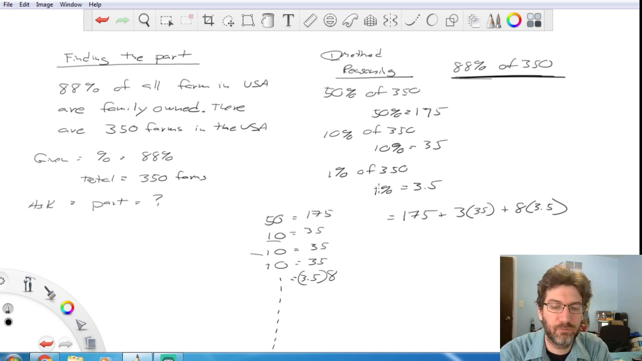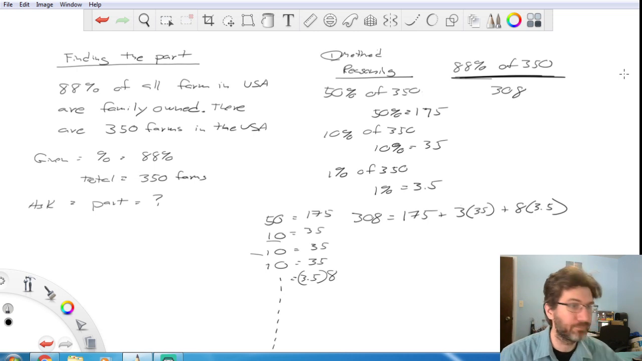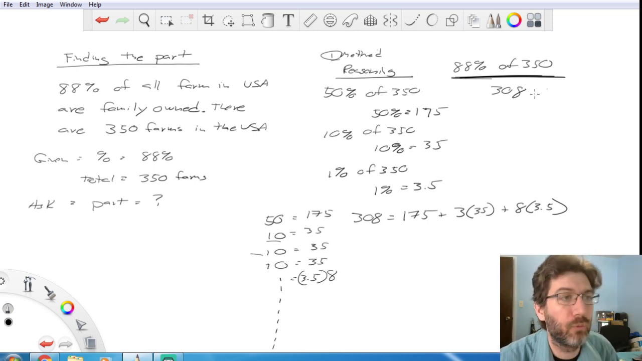However, that's not the best way to do it. For some problems, this is the best way, which I'll give you an example in a second. And that's going to equal 308. So 88% of this is 308. Keeping that in mind, that's one way to do it.